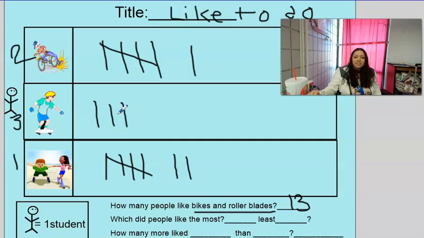All right. You guys have done an awesome job using graphs and finding information and data on the graphs, okay?